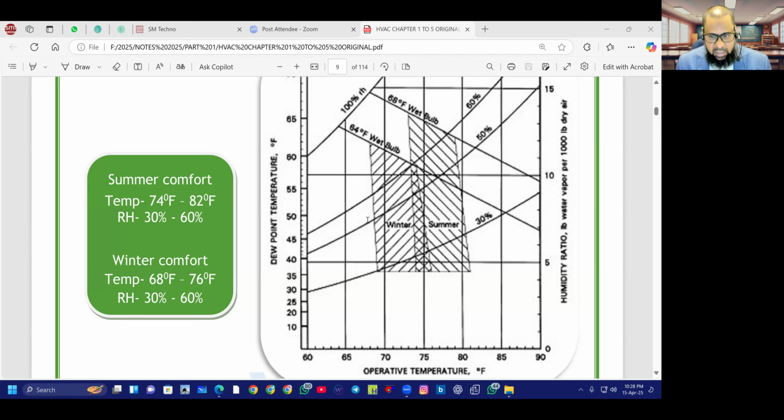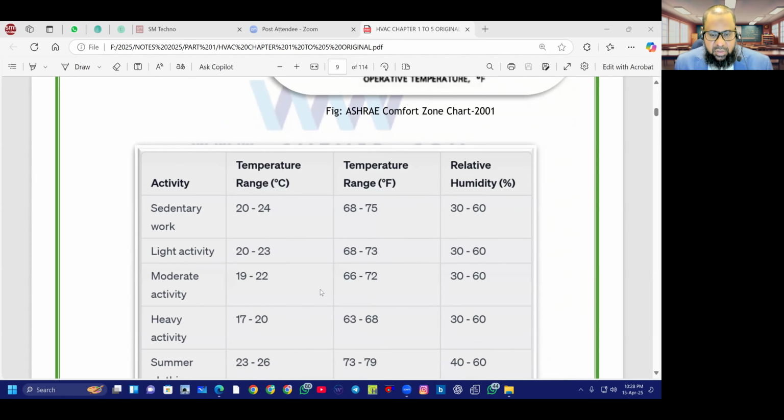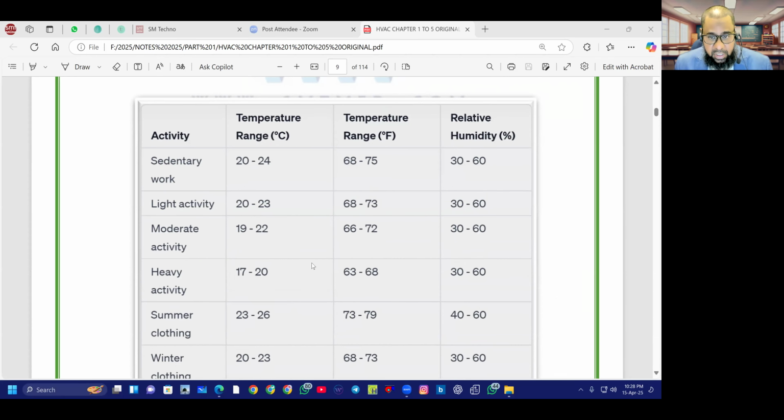According to this ASHRAE 55 human comfort standard, you'll find some information related to the standard temperature. First, we'll talk about the standard temperature, which we'll use in our training program also. Then you'll find the list of temperatures as per application or as per activity also.